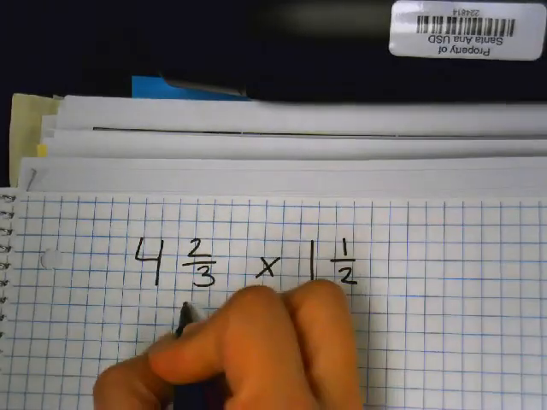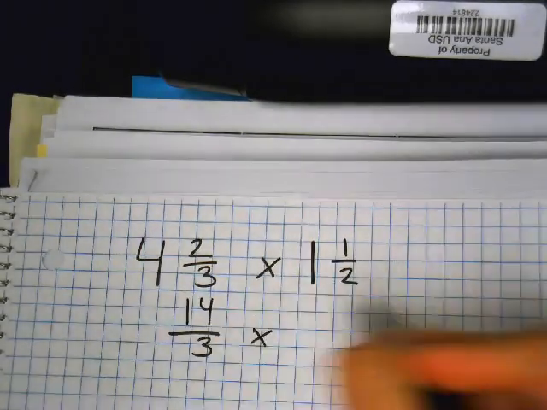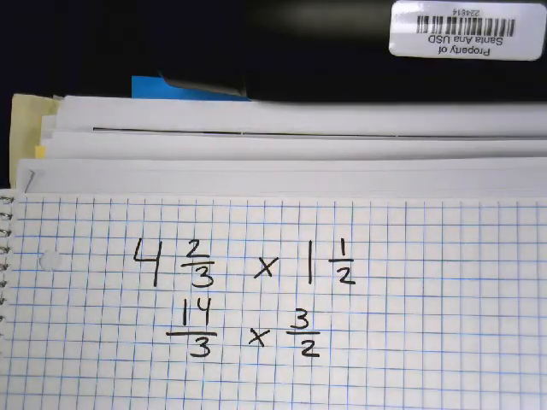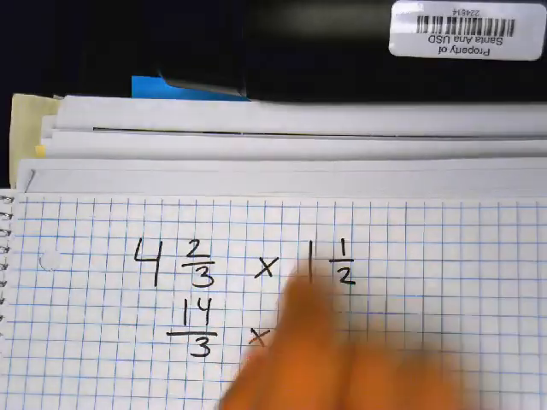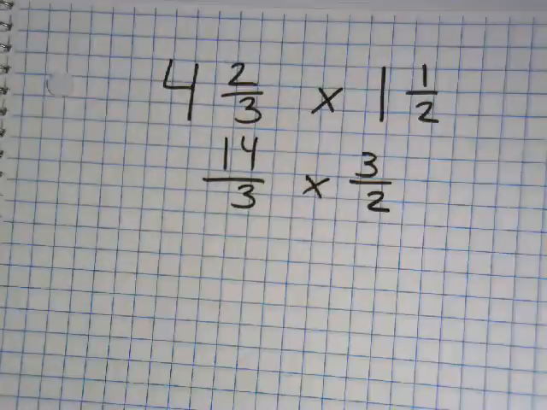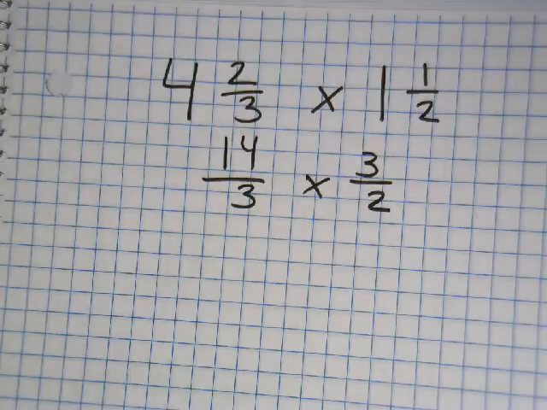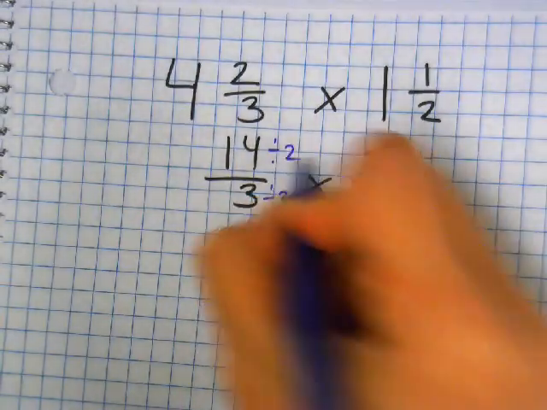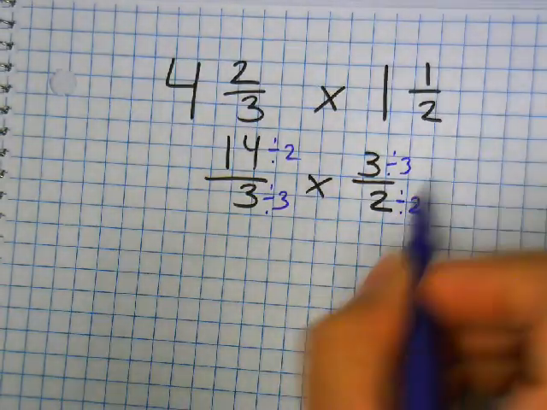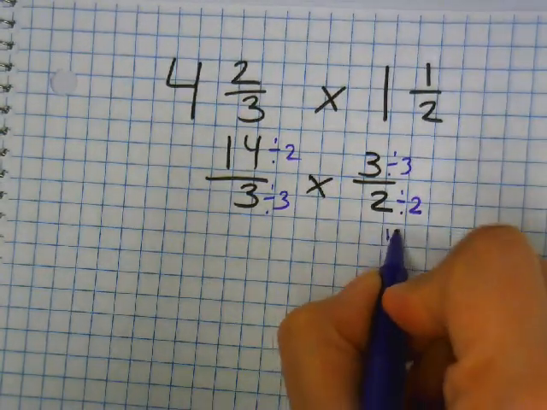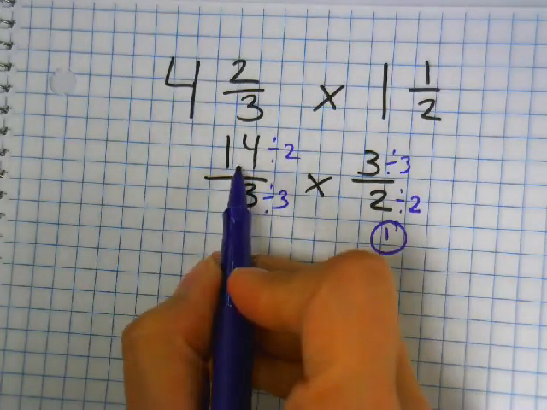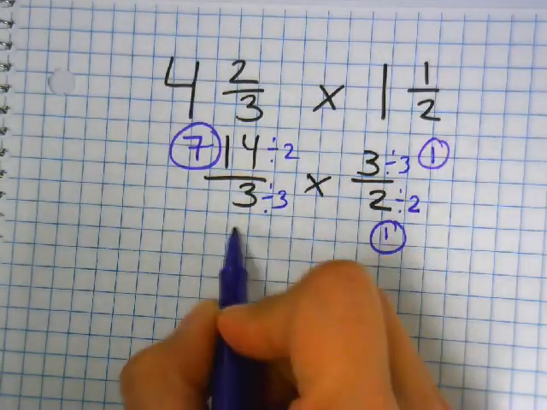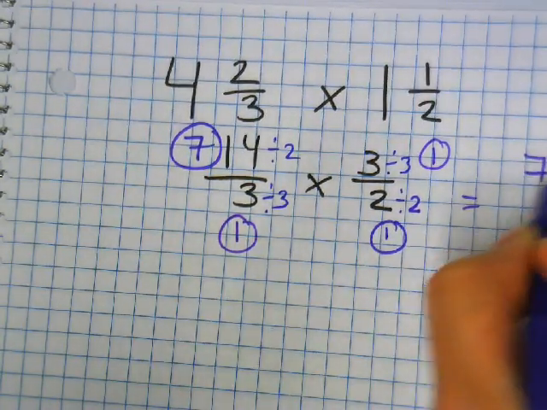So 12 over 14 times 3 over 2, right? And then I don't really want to multiply 14 times 3. I really don't. So I'm going to try to avoid it. 2 divided by 2? 1. 14 divided by 2 is 7, right? 3 divided by 3 is 1. 7 over 1, which is 7.